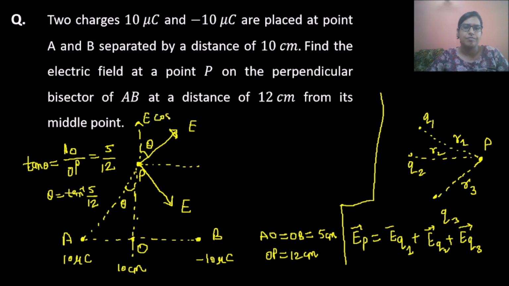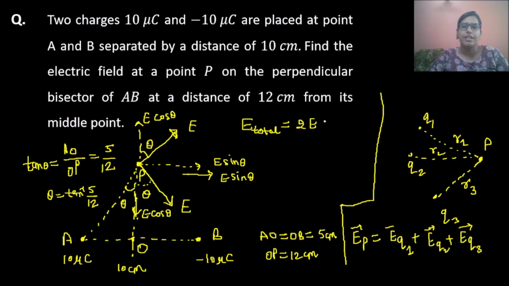So this component will be E cos theta, and this component will be E sin theta. Similarly, this angle will also be theta. So if we resolve this electric field in two components, then there will be component E sin theta and E cos theta in this direction. If we see, E cos theta and E cos theta cancel each other, the total electric field will be 2 into E sin theta.